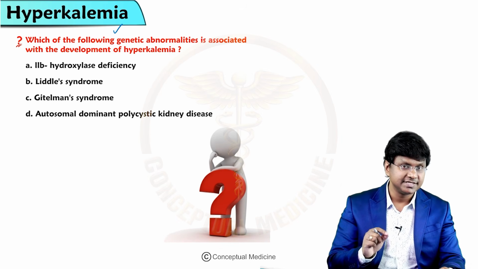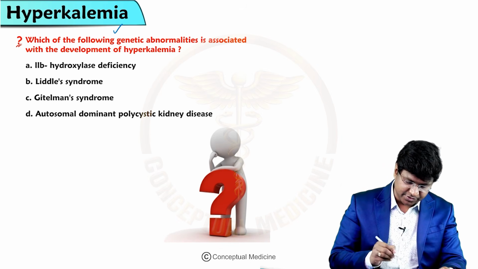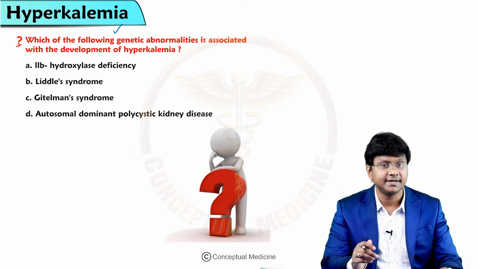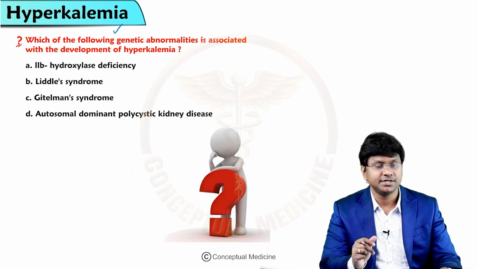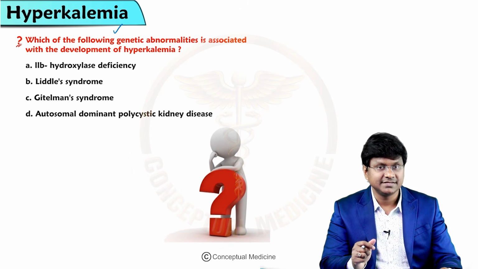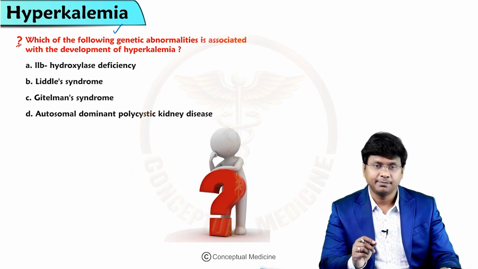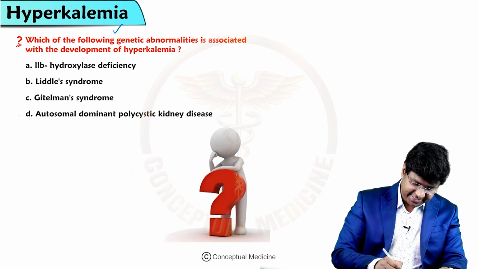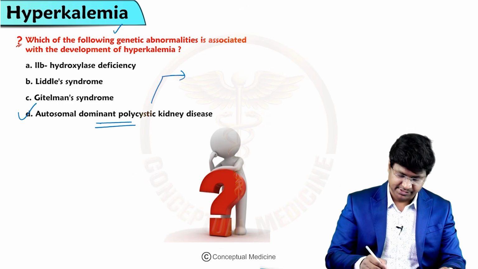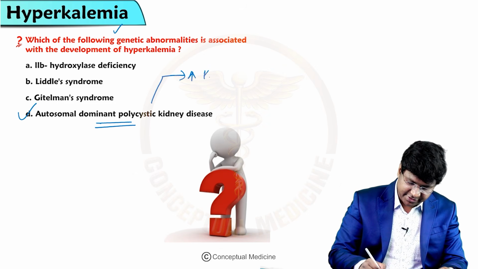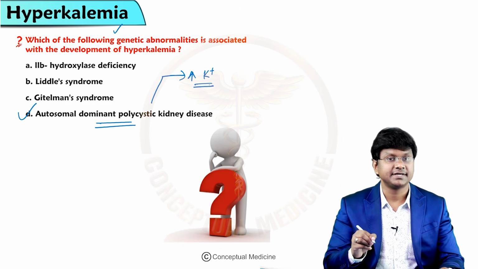Next, which of the following genetic abnormalities is associated with the development of hyperkalemia? Options are 21-hydroxylase deficiency, Liddle syndrome, Gitelman syndrome, autosomal dominant polycystic kidney disease. Please remember autosomal dominant polycystic kidney disease. This is the one which is responsible for hyperkalemia.